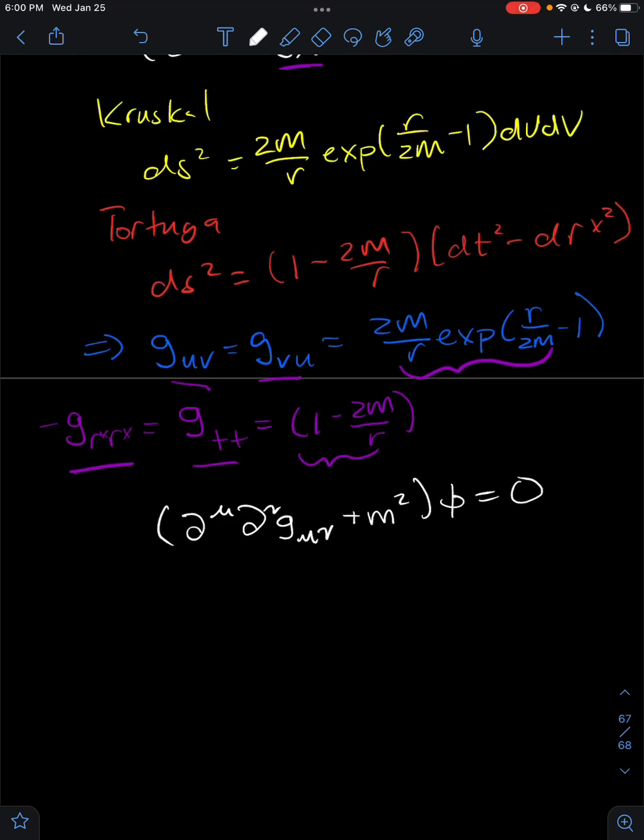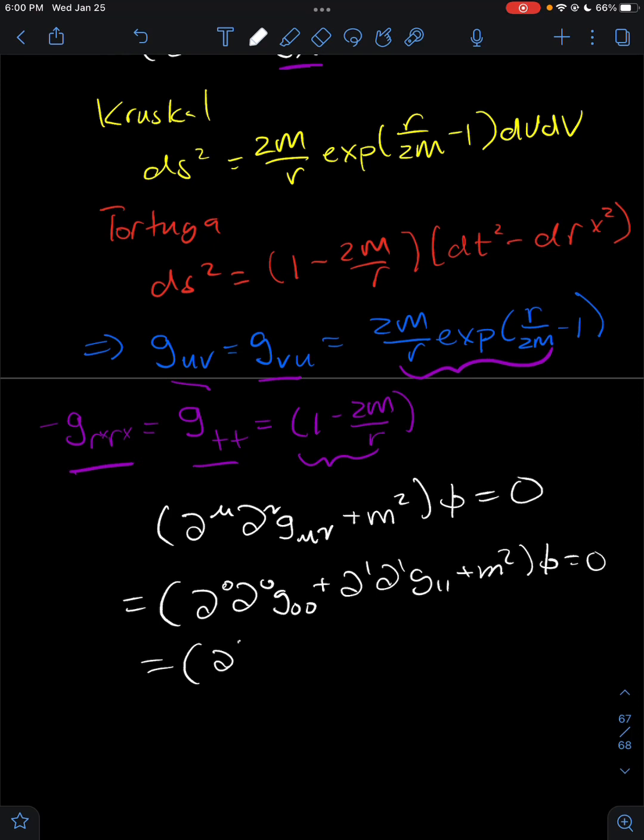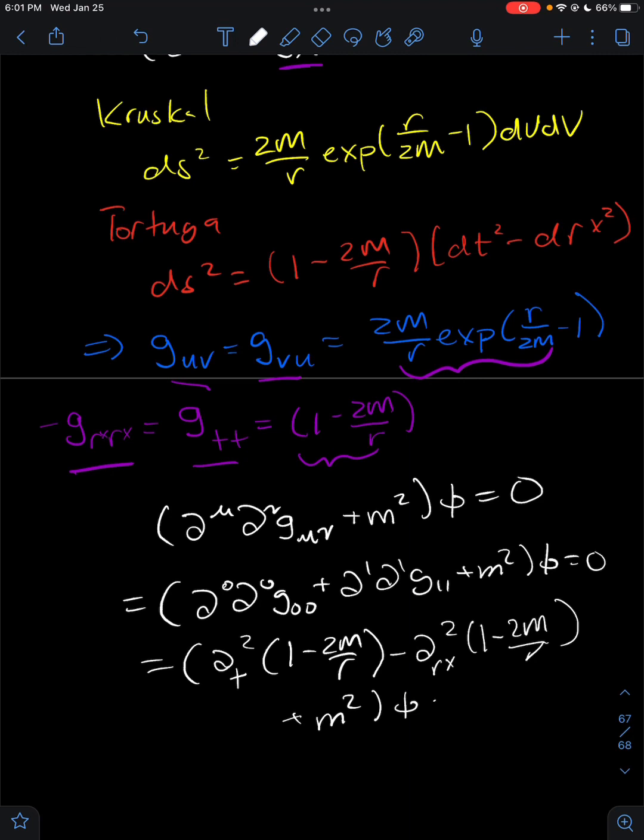Let's actually start out with the tortoise observer, since that's the easiest one, right? Where you are going to have v equals 0. That's just g, partial t squared, times the first component, which is 1 minus 2m over r, and then minus g, partial r conjugate squared, and then 1 minus 2m over r, plus m squared, phi equals 0.